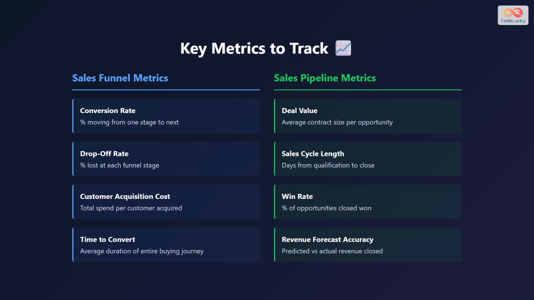For the sales pipeline, track deal value to understand your revenue potential. Track sales velocity to see how quickly deals move through stages. Track win rate to measure how often your team closes deals. And track forecast accuracy to improve your revenue predictions.